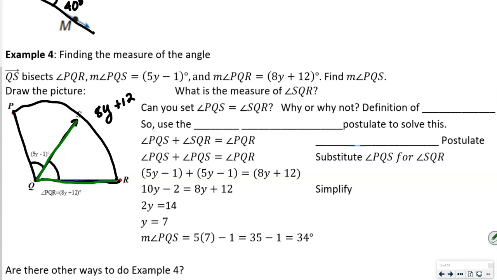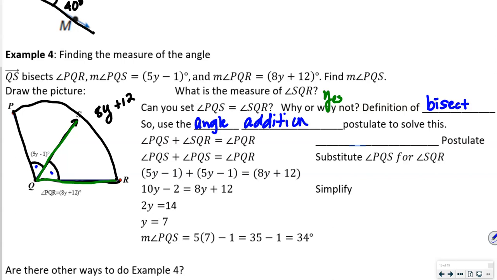Okay, so it says, can you set PQS and SQR equal? Why or why not? Yes, you can. We're going to say yes right here. Why? Because of the definition of the term bisect. Okay, that's why. So we're going to use the angle addition postulate to solve this problem. So we know that we add this angle, the PQS, to the SQR, and that's going to equal the whole big angle, right?